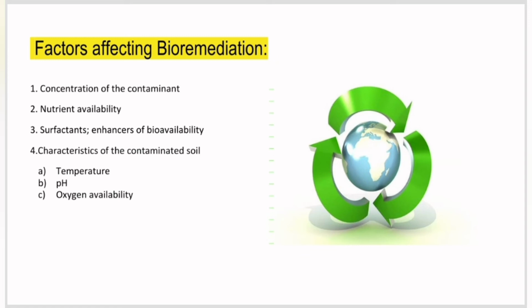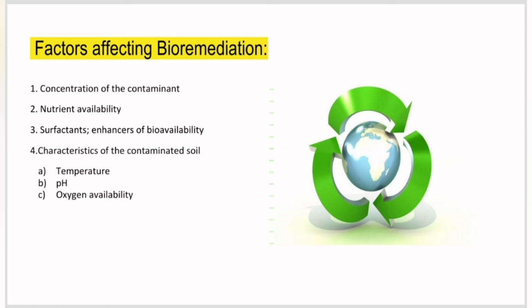At last, but the most important point, is oxygen availability. Oxygen is a very important factor to determine the extent and rate of biodegradation. Aerobic biodegradation, which takes place in the presence of oxygen, is much faster than anaerobic biodegradation. These were the points which affect the bioremediation process.